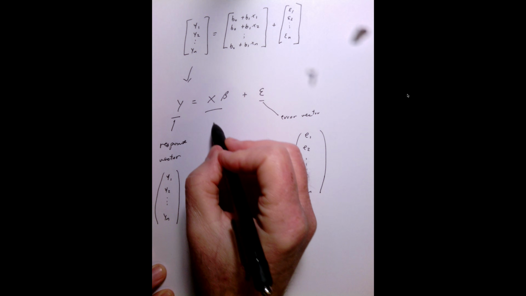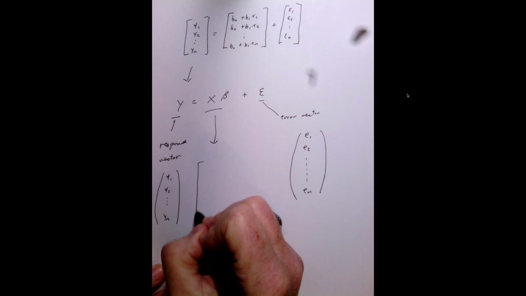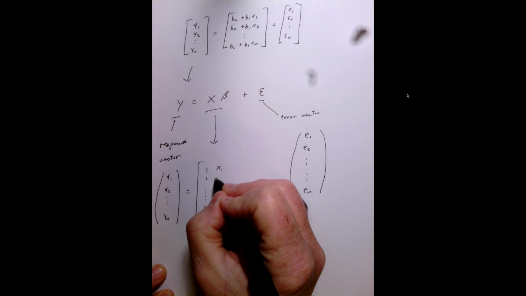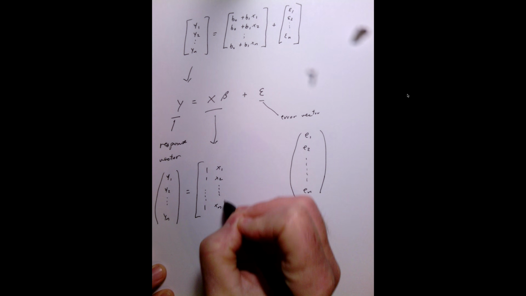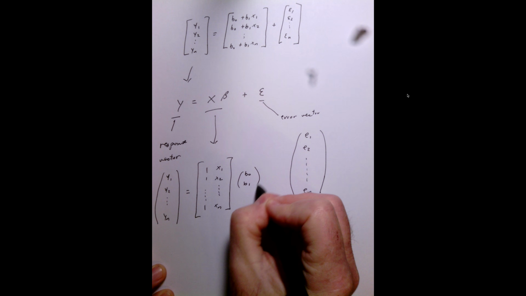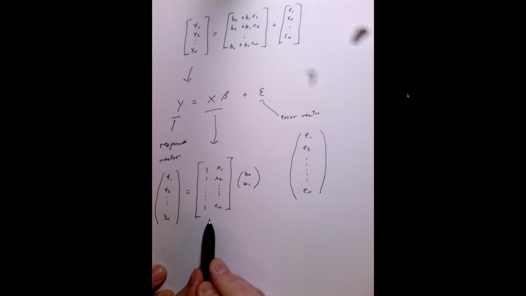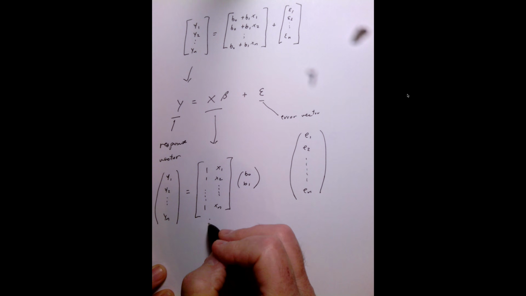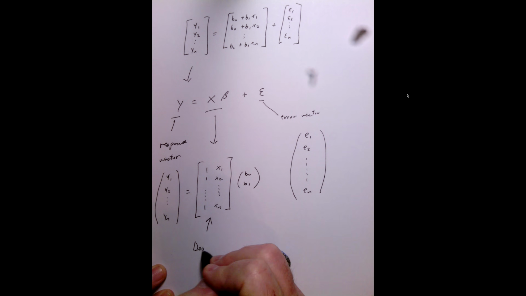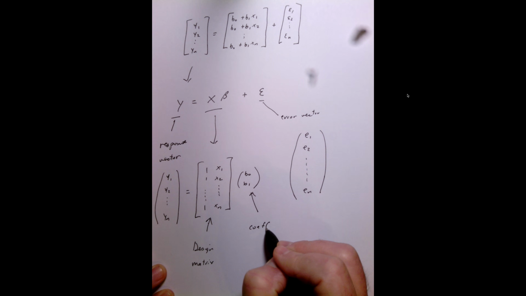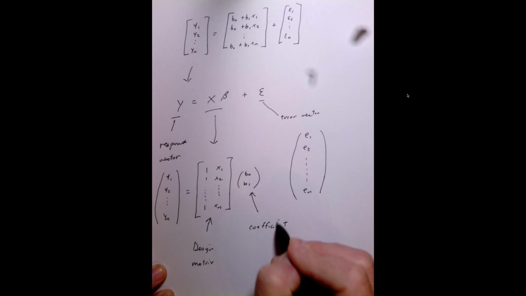And what happens here? We have our X and we have our beta matrix. This is called our design matrix. And this is called our coefficient vector.